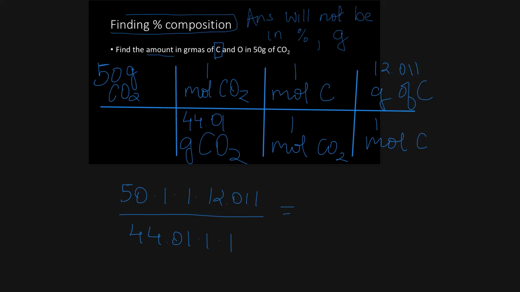And the answer I get is 13.65 grams. So what this means is that out of the 50 grams worth of carbon dioxide, 13.65 grams is because of carbon only. And the rest of the problem is now very simple. All you have to do to find the grams of oxygen is take this number and subtract it from 50, and that will give you the mass of oxygen.